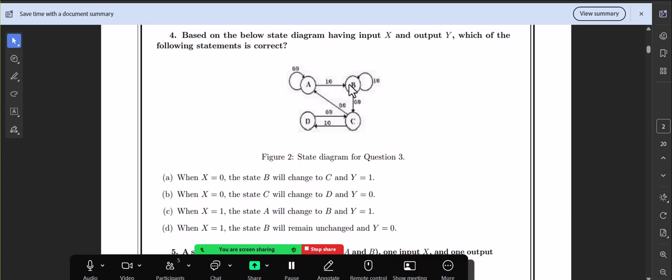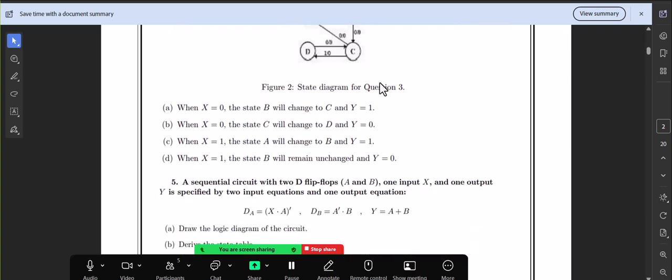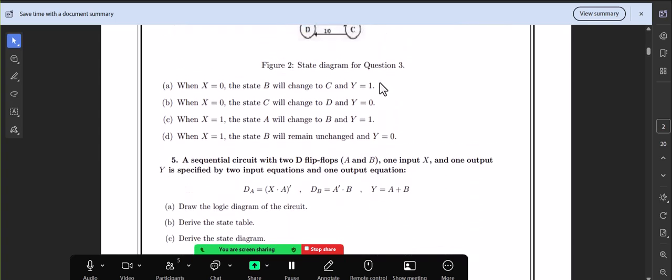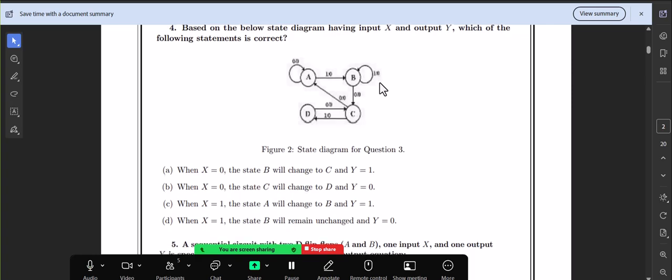Okay, I'll go ahead and do it because one more person had a question. So when X equals 1, the state B will remain unchanged. Here we go. And Y equals 0. Yes, because that's what the second part says. Any other questions on that one?